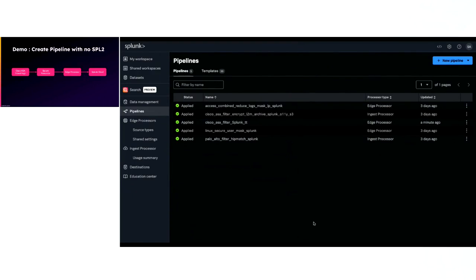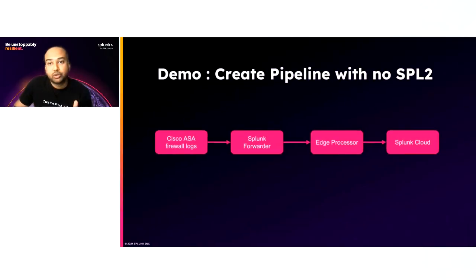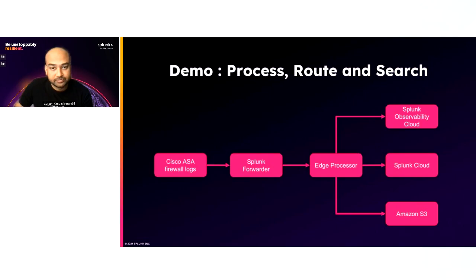Now, let me take a moment and switch gears and show a demo that's a little more advanced. We talked about building a pipeline without using SPL2 code. But now let's use the same concept, and in addition to sending your quality logs to Splunk Cloud, we'll also do some logs to metrics conversion and send metrics to Splunk Observability Cloud, and then also send the low value logs to Amazon S3 because we want to save them for compliance purposes. So let's get started.